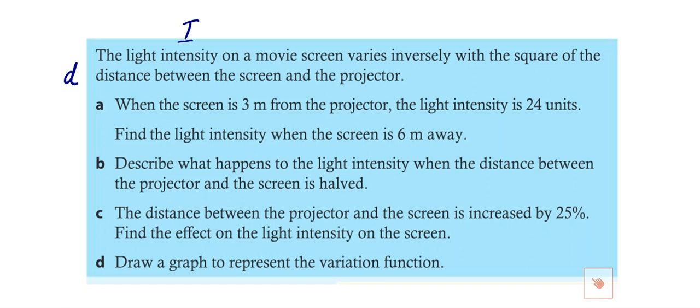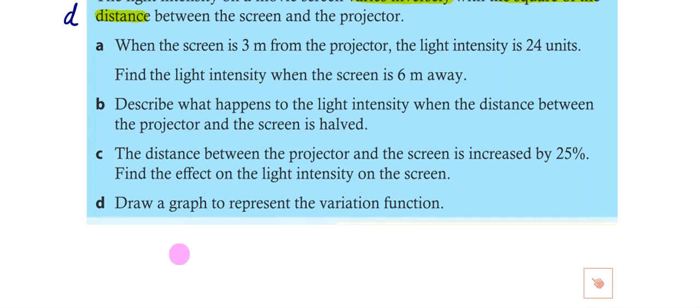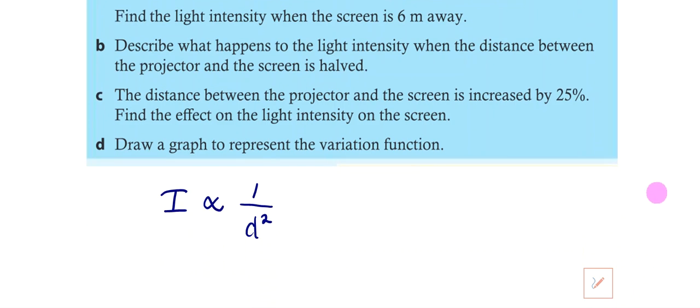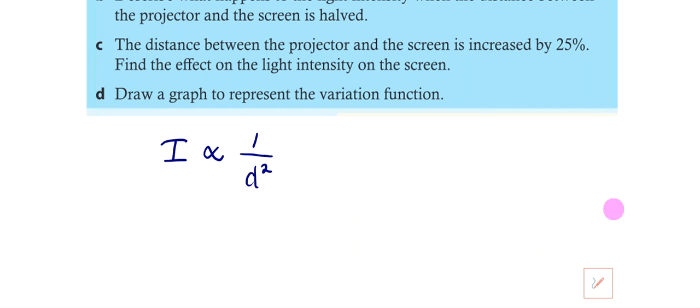So if I take that into consideration, look, certain things: it varies inversely and the square of the distance. They're the important things. So remember that means that I varies with 1 over d squared. All right? What does the fishy symbol get replaced by? K. So we've got I equals K divided by D squared.